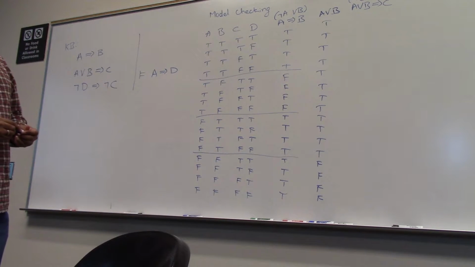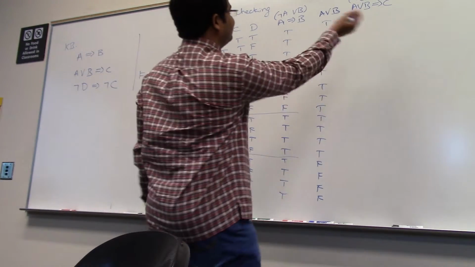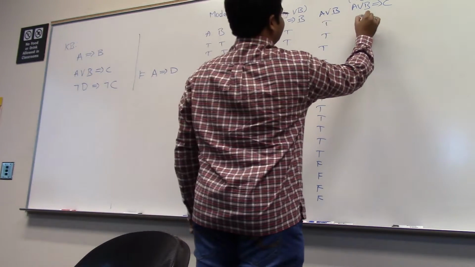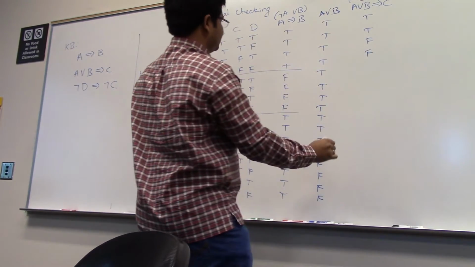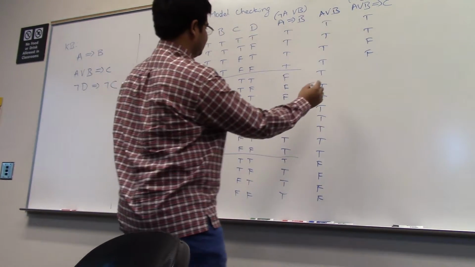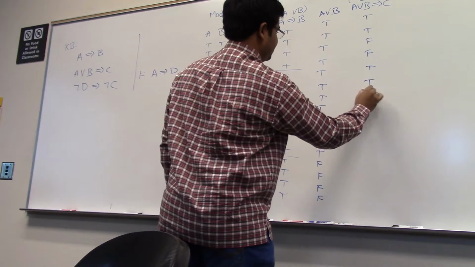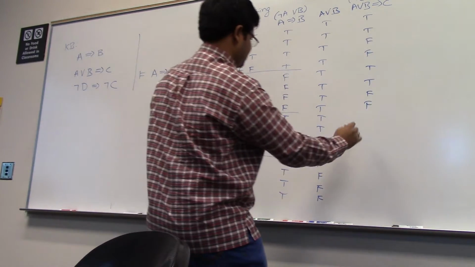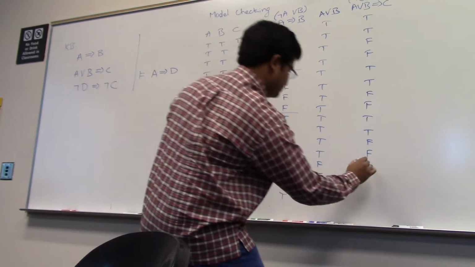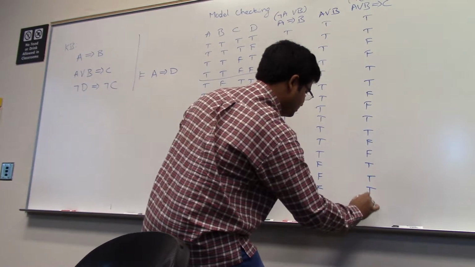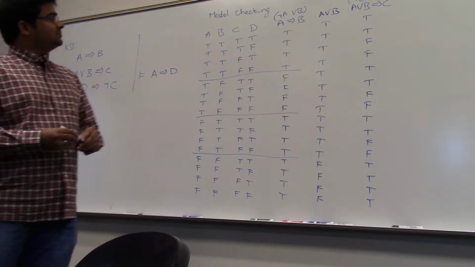Okay, so the first one is true, because C is not true, of this or this, right? False. False. The last four is true. True, true, false, false, false, false, true.